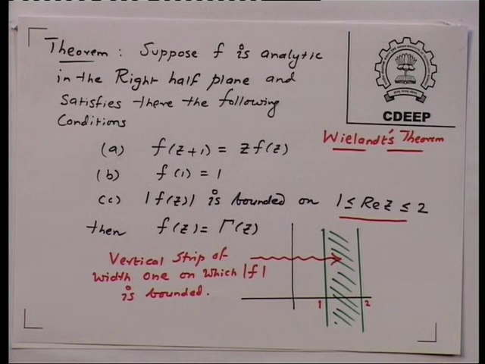I think it is a very elegant theorem on the gamma function. The proof is not difficult. It uses the theory of functions of a complex variable. Liouville's theorem is required. And again, you can see the reference to Remmert's paper. It is there.